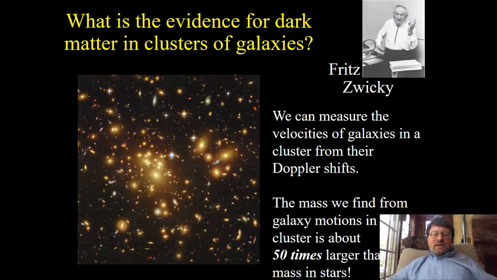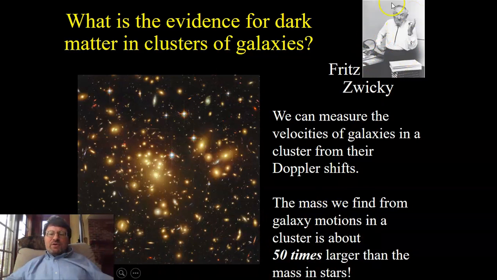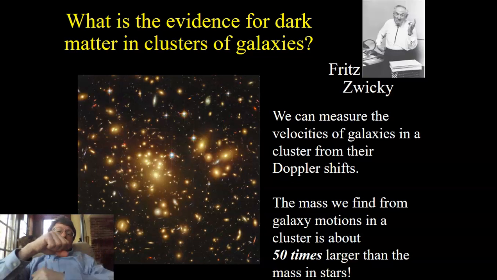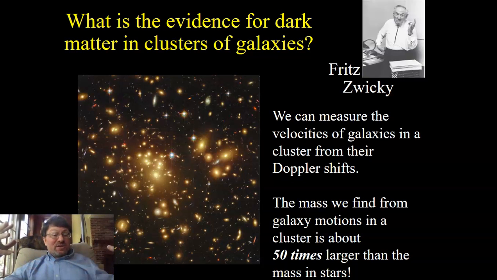Now, Fritz Zwicky, he's an interesting individual. Beautiful picture of him from your reading for today at the beginning of chapter 18. He had a lot of crazy ideas, at least they seemed to be crazy at the time, but many of them turned out to be spot on. And he pointed out some additional evidence for the existence of dark matter in clusters. Up until this point, we've been talking about stars moving around inside of galaxies. Now we're going to talk about galaxies themselves moving around inside of galaxy clusters.